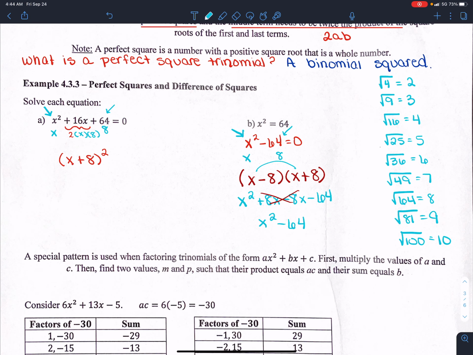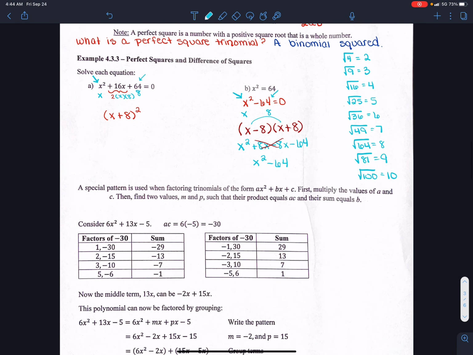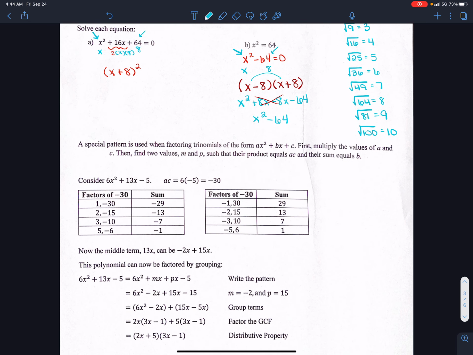All right, so let's go on to this next section. A special pattern is used when factoring trinomials of the form ax squared plus bx plus c. First, we would multiply a times c, then find the two values, they call them m and p, that multiply to a times c and add up to b. That is kind of wordy for what we practiced in class. If you remember, in class we practiced using this diamond method.